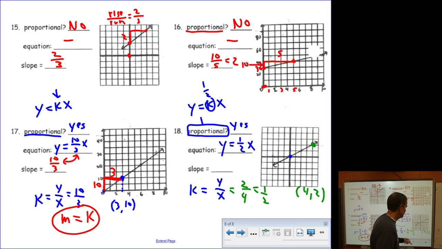To get the slope of this line, I would make my triangle. The rise would be 2. The run would be 4. The slope is 2 over 4, which reduces to 1/2. And we notice again that the k value and the slope are the same thing.